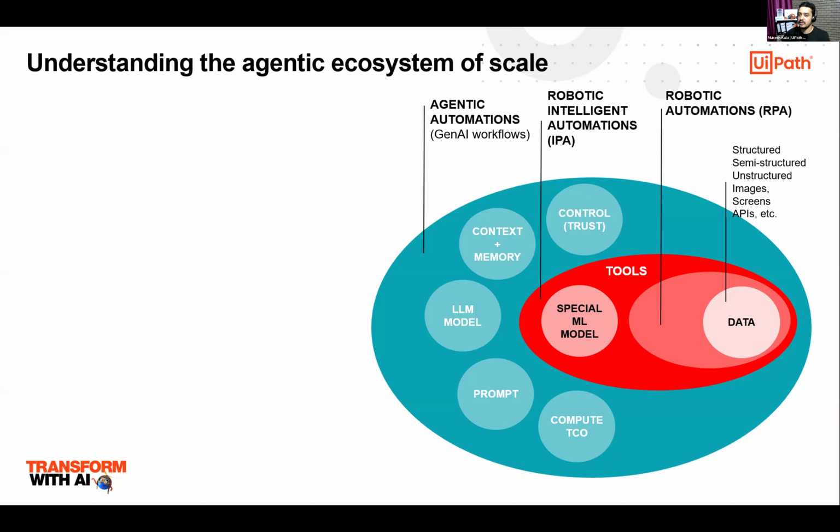I'll talk about the trust control in a while. I get something which is called agentic automation. So how does it look?